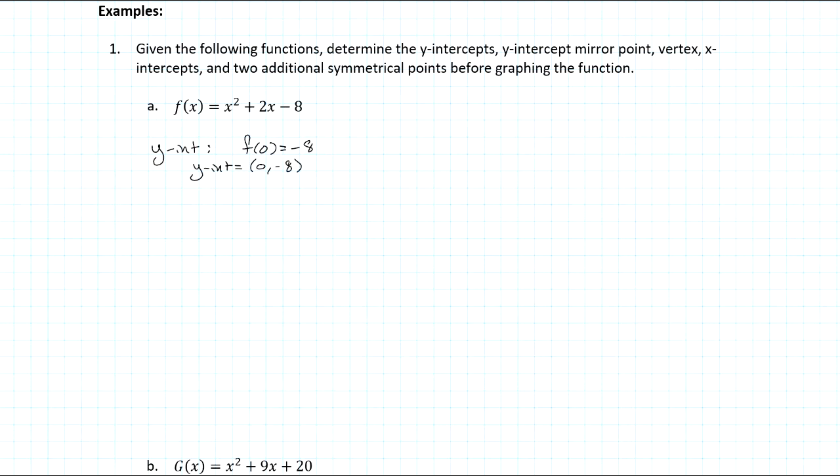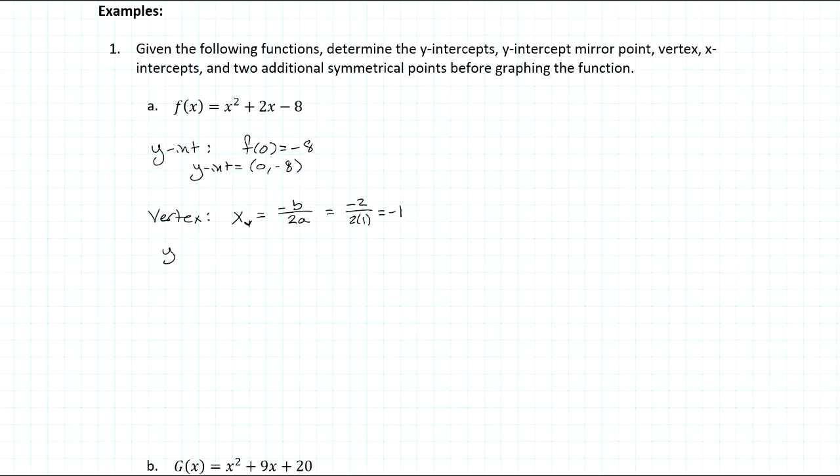So to find the y-intercept mirror point, which is the next thing that it asks for, I'm actually going to find the vertex first and then come back to that. Even though the order in the problem says find the y-intercept mirror point next, we're going to find the vertex first. So for the vertex, we're going to use that the x value of the vertex is given by that little formula, negative b over 2a. So in our case, that is going to give us negative 2 over 2 times 1 equals negative 1.